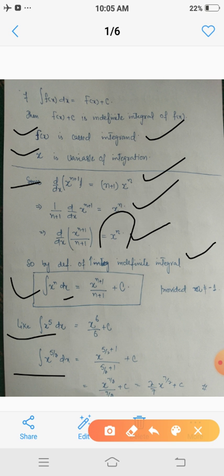So this is the definition of the indefinite integral and how to find the indefinite integral by the definition. Inshallah, in tomorrow's video lecture we will discuss a few standard indefinite integrals of a given function.